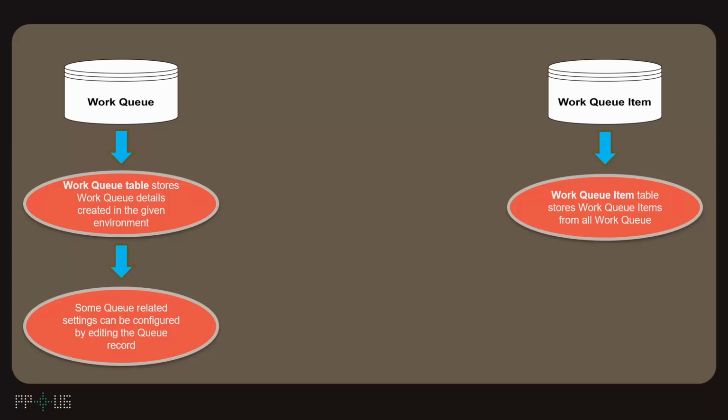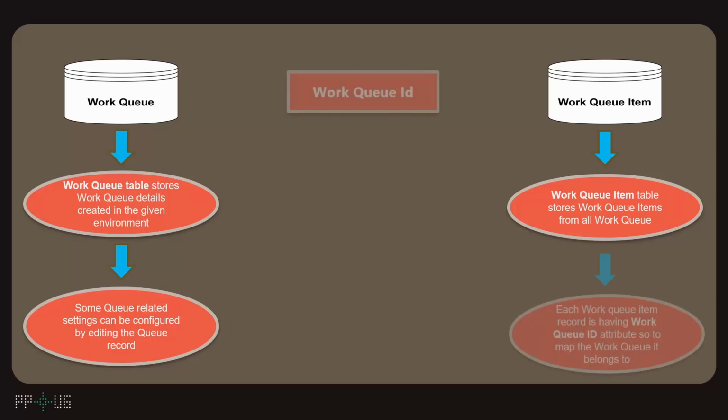So a single Dataverse table, the WorkQ item Dataverse table, stores all the WorkQ items in a specific environment. But the thing you have to remember here is that for every WorkQ item there is a column called WorkQ ID, which helps to map which WorkQ the item is stored in. That is the mapping point. For every WorkQ item there is a WorkQ ID, and that WorkQ ID is the ID of the WorkQ in which it is stored. That is how the WorkQ and WorkQ item Dataverse tables are related.